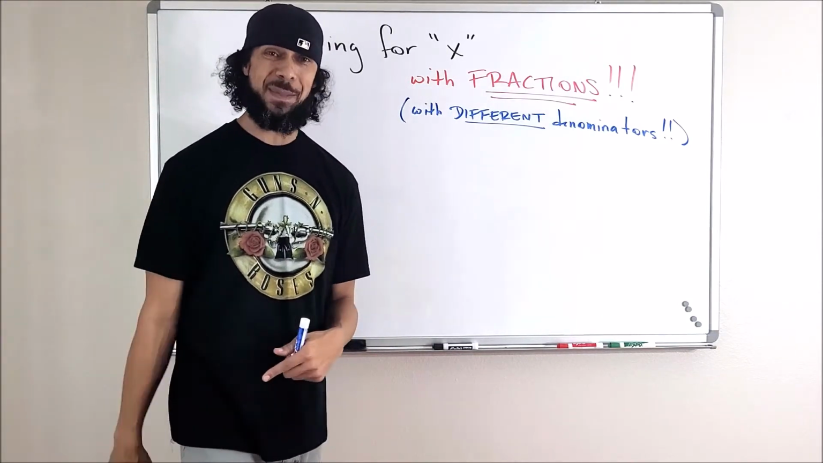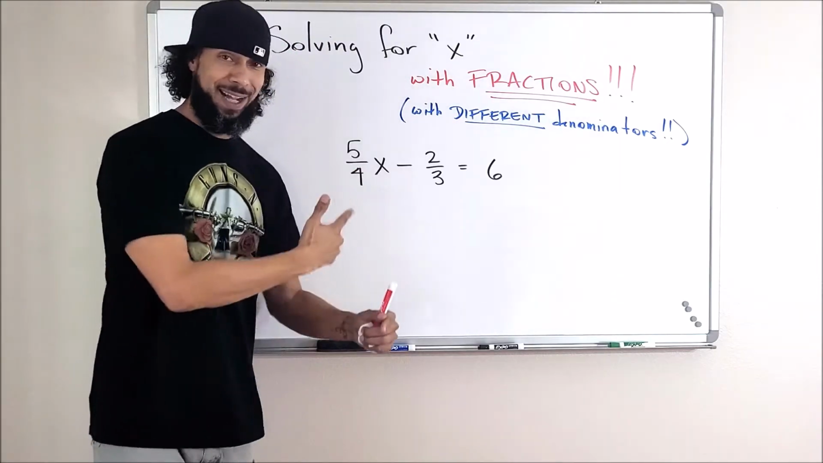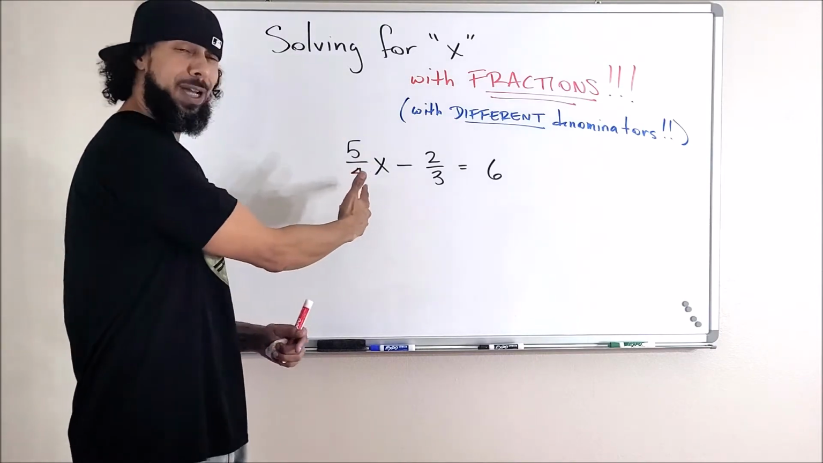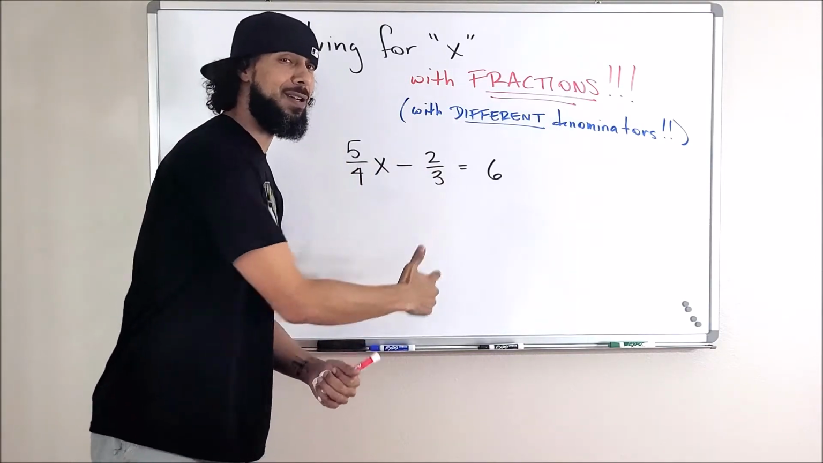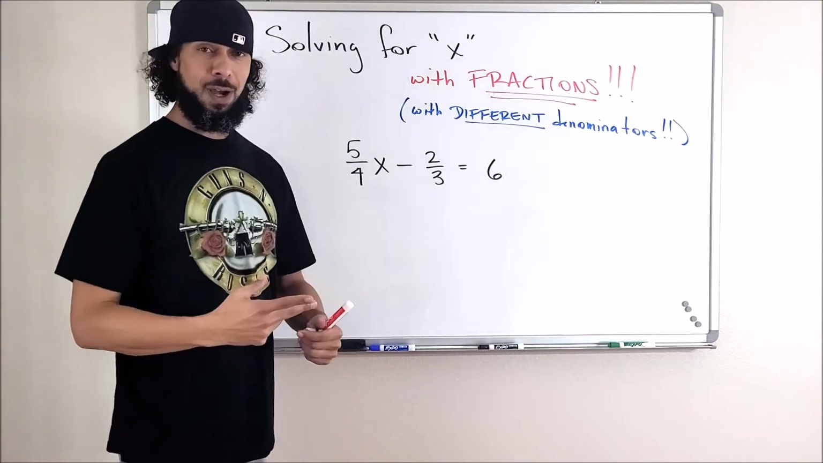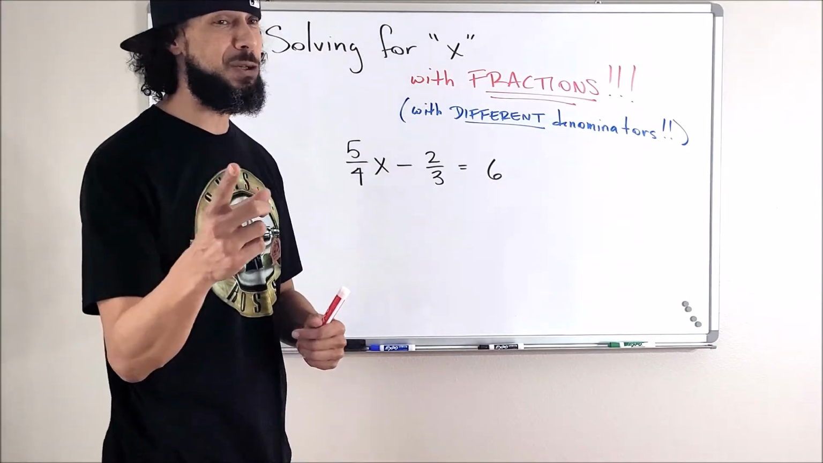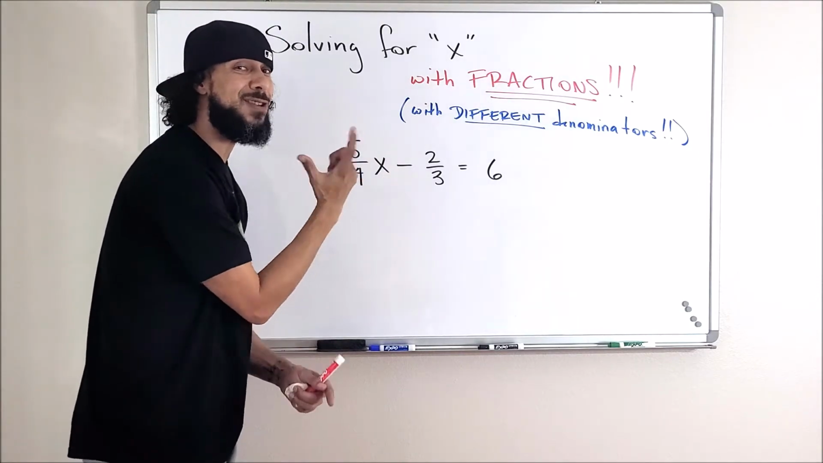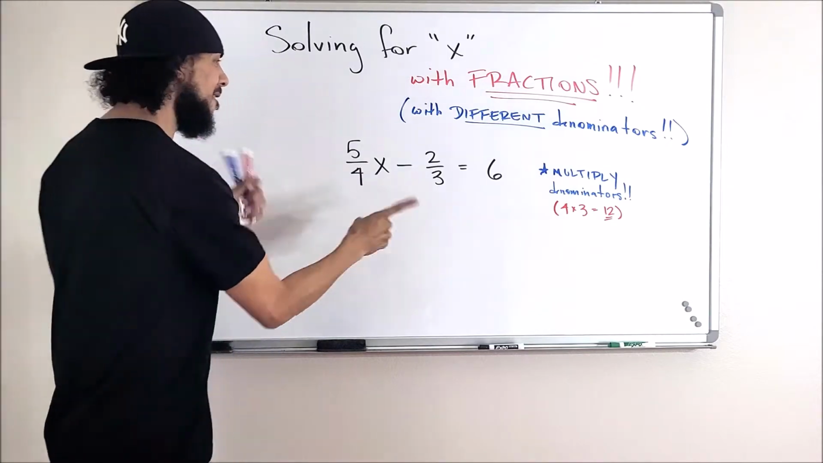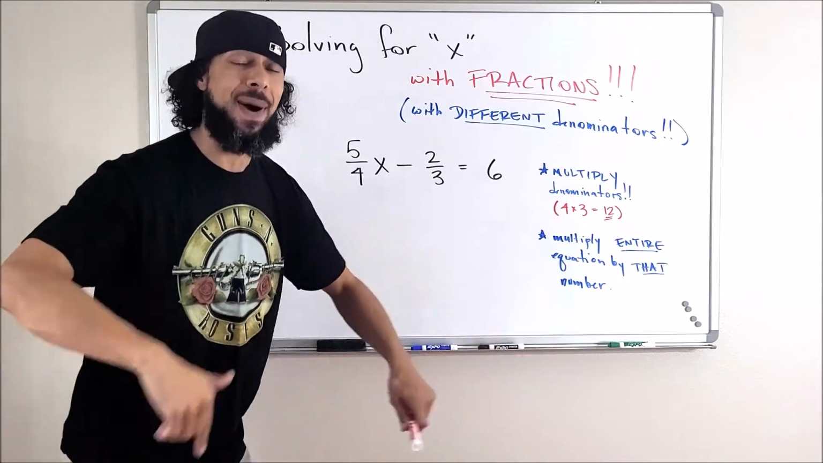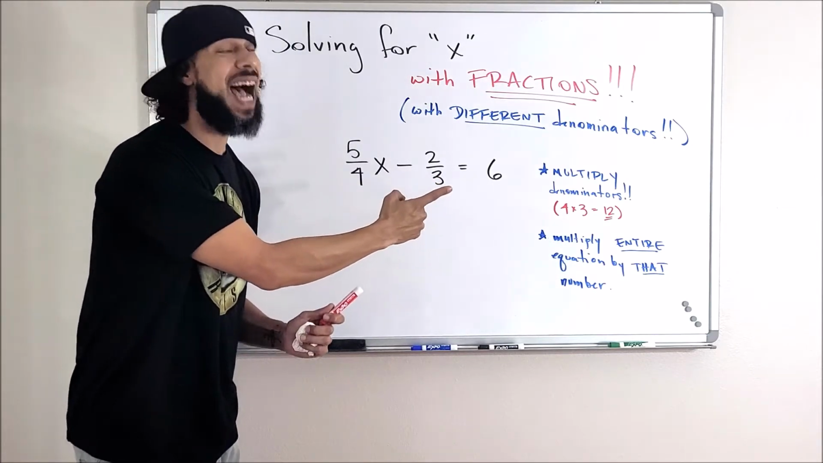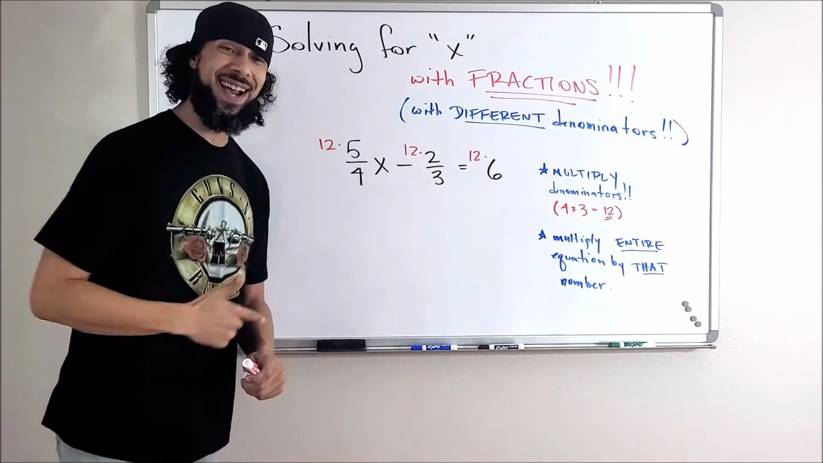Well, let's pull it up here and talk about it. Listen, there's a 4 down here, and there's a 3 down here. This is what you do. You take those 2 numbers and you multiply them, and then you multiply the entire equation by that number. In this case, 4 times 3 is 12, so I'm going to multiply the entire equation by 12.